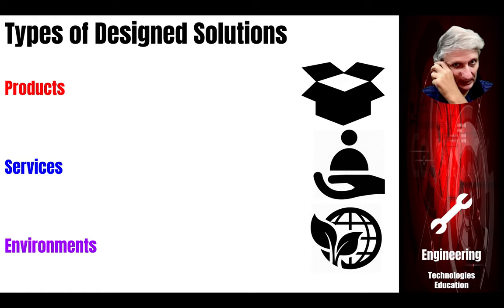Now, in design and technology, students will be expected to create three types of solutions. Products, where they actually make something. Services, where they design a service that performs some sort of function within society or within their school or their classroom or their home. And environments, where they craft a particular environment. So it might be a school garden. It might be an environment that is safe at school or at home. So they're the three types of design solutions that students need to be developing.